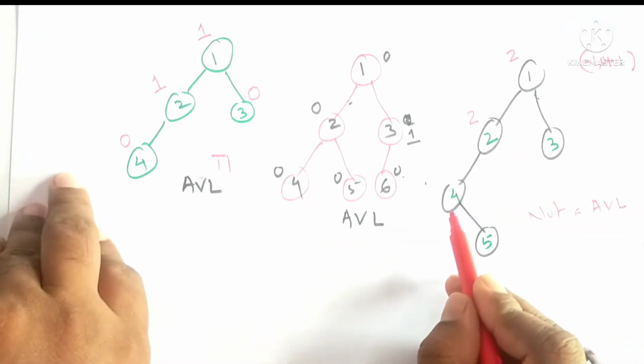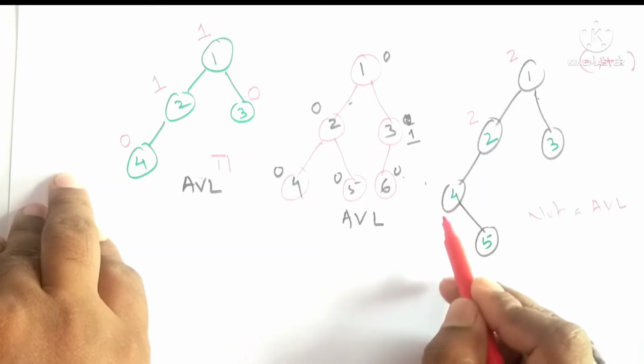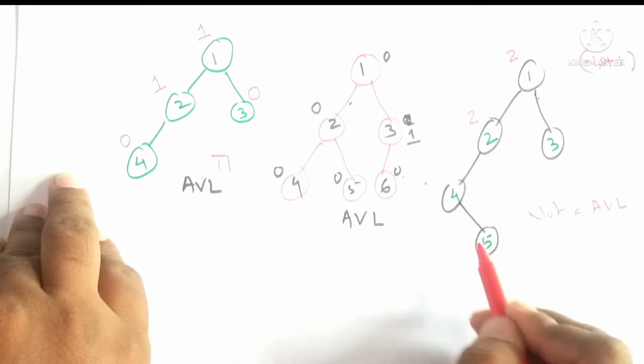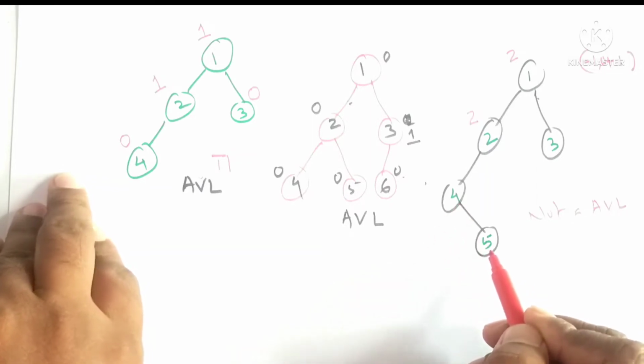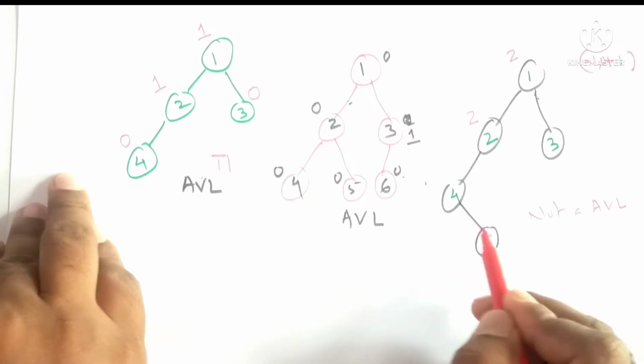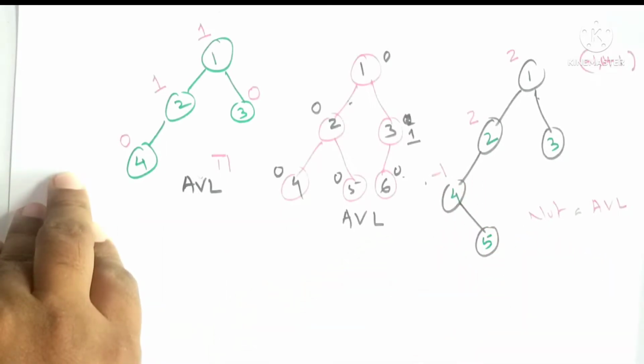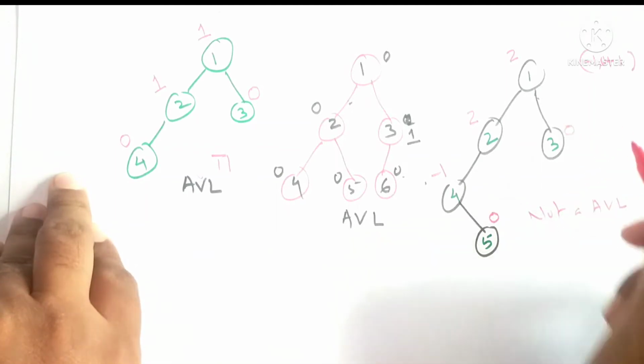What is the balance factor of node number 4? There is no left subtree, so 0. There is one node in the right subtree, so 1. So 0 minus 1, that is -1. And this is a leaf node, the balance factor is 0. This is also a leaf node, the balance factor is 0.